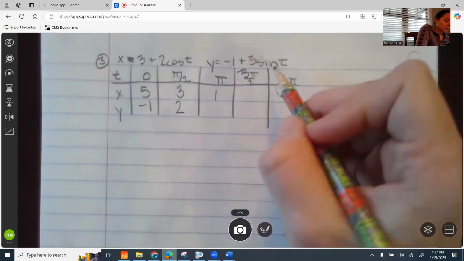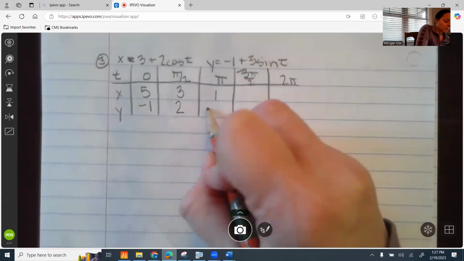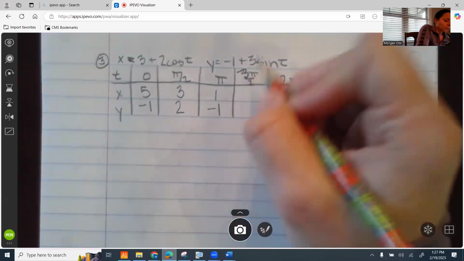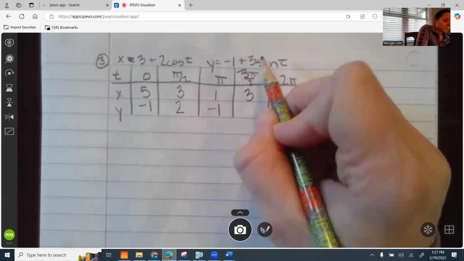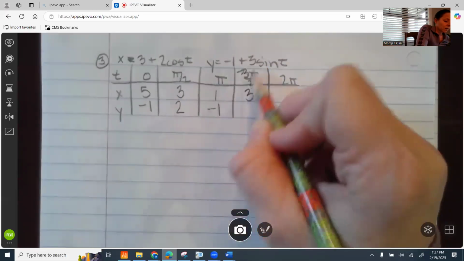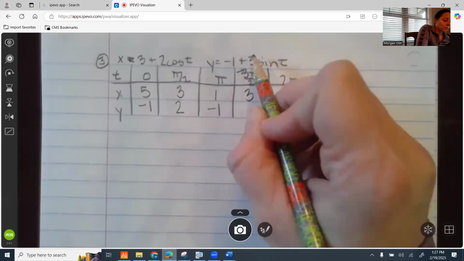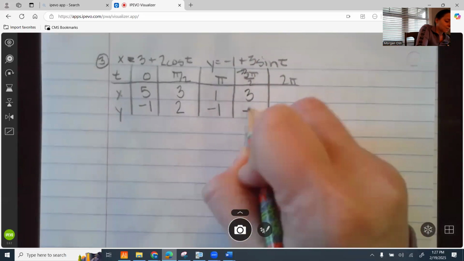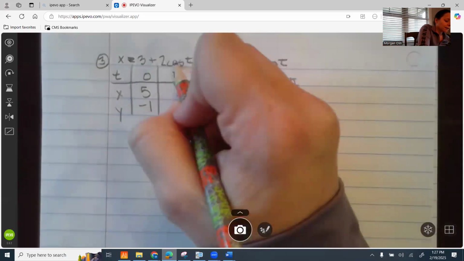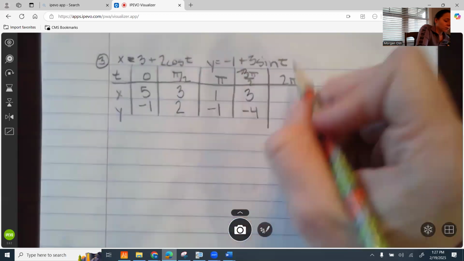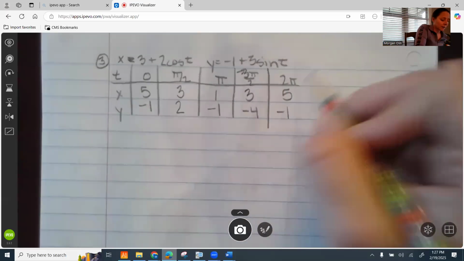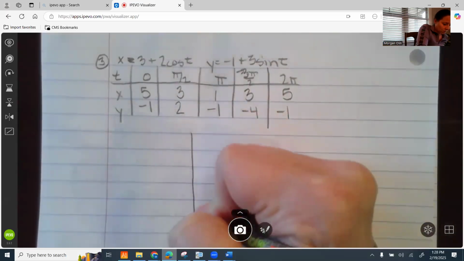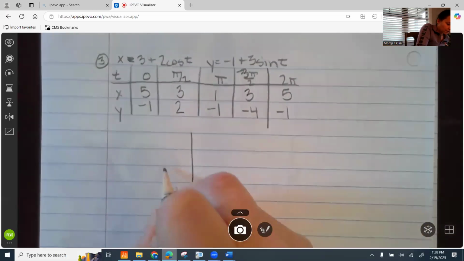And then sine of pi is 0, leaves us with -1. 3 pi over 2, cosine leaves us with 0, so this is going to be a 3. Sine of 3 pi over 2 is -1, so 3 times -1 plus -1 is -4. 2 pi, cosine leaves us with 1, so 3 plus 2 is 5. And then here that's 0, so this brings us back to -1. All right, so let's go graph this.